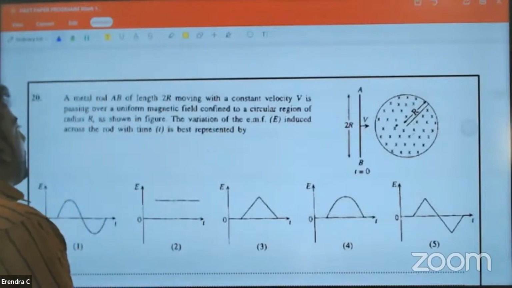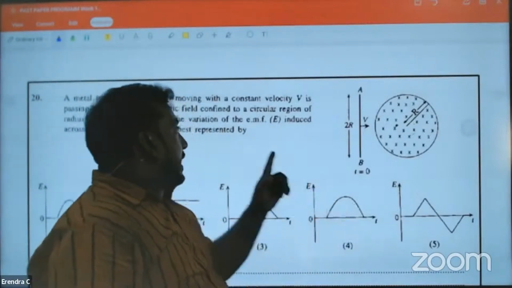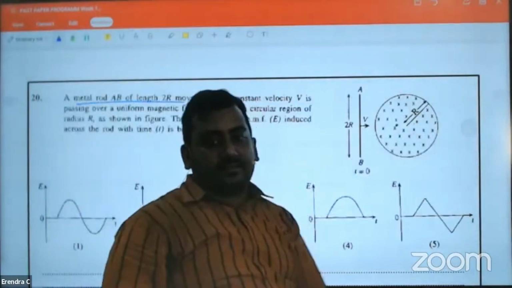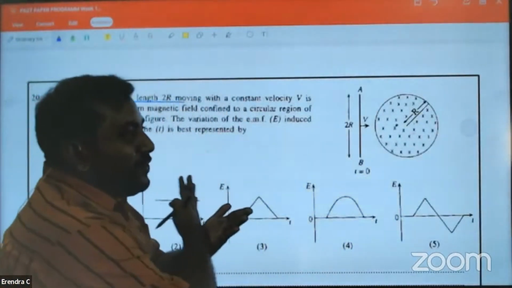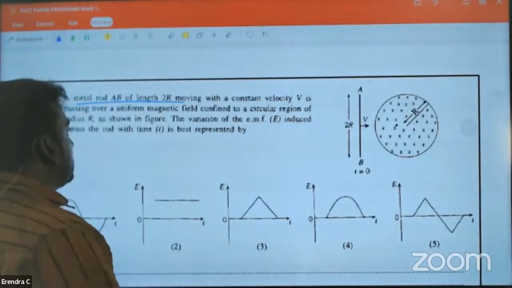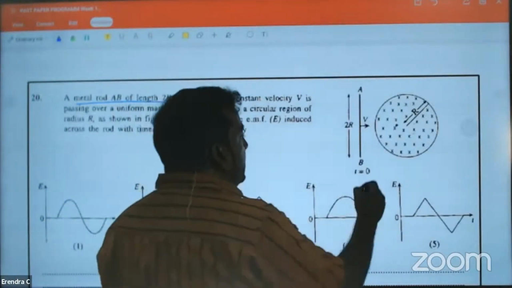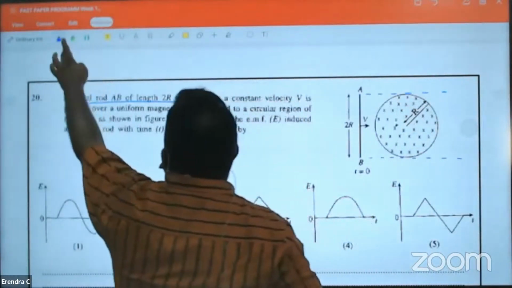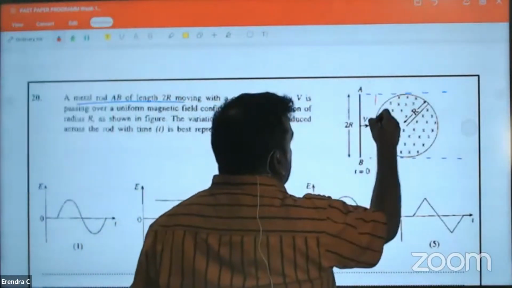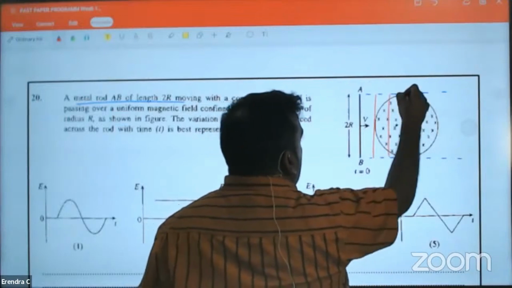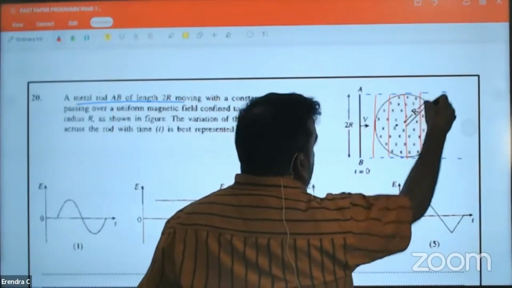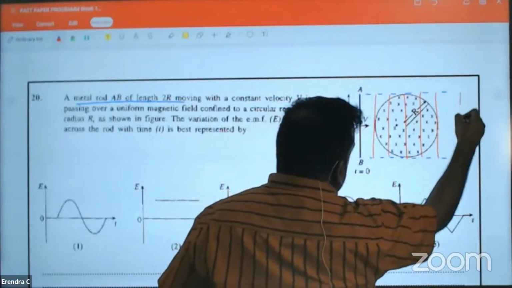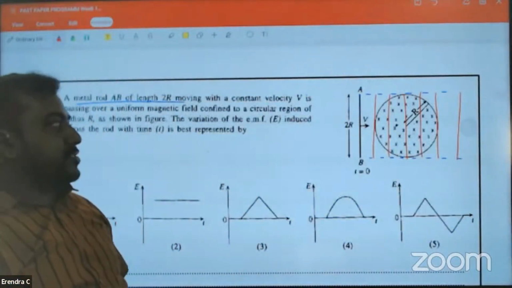Electromagnetic induction. They are telling you a metal rod AB is moving across this path. Remember, when the field cuts, there is going to be a current produced. If I mark it location to location, remember the concept is slightly difficult, but try to understand it. The second years should know this.